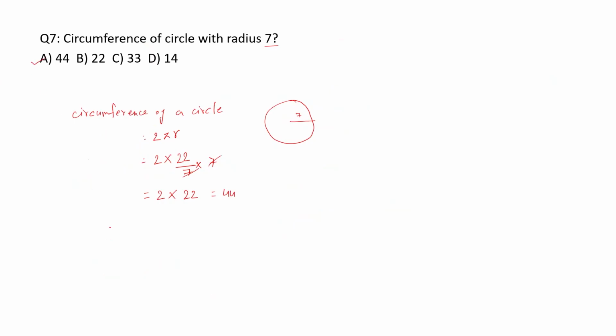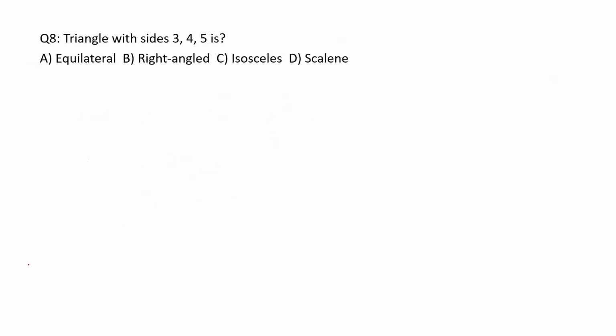So again, option A is correct. It is just a coincidence. Option A is correct. So that is how you have to solve these problems. It will not take much time. Now, triangle with sides 3, 4, 5 is.